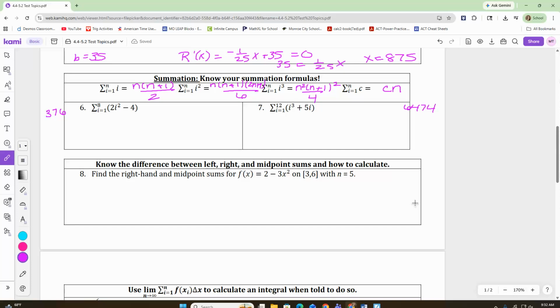It seemed like we were doing pretty well with using those in general. So just do those reviews to prepare. Left, right, and midpoint sums. What do I need to find first? The change in x. 6 minus 3 over 5, so 3/5 or 0.6. So this one I asked for the right and the midpoint. So the width is 0.6. We are adding up 5 things.